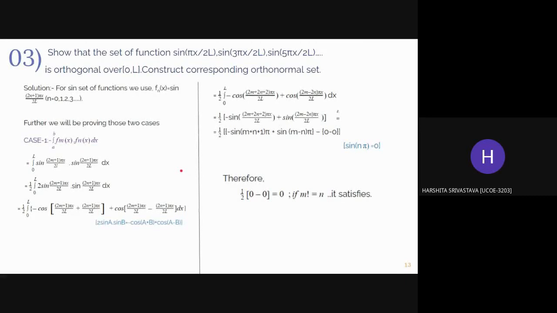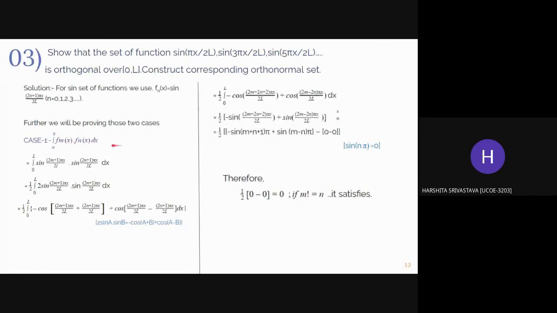So let's move ahead. The question begins: the set of functions sin(pi x/2l), sin(3 pi x/2l), sin(5 pi x/2l), and so on, is orthogonal over the limit 0 to l. Construct the corresponding orthonormal set of functions. The solution begins as, for the sine set of functions, we use f_n(x) equal to sin((2n+1) pi x/2l), where n ranges from 0, 1, 2, 3, and so on. Further, we will be proving these two cases.